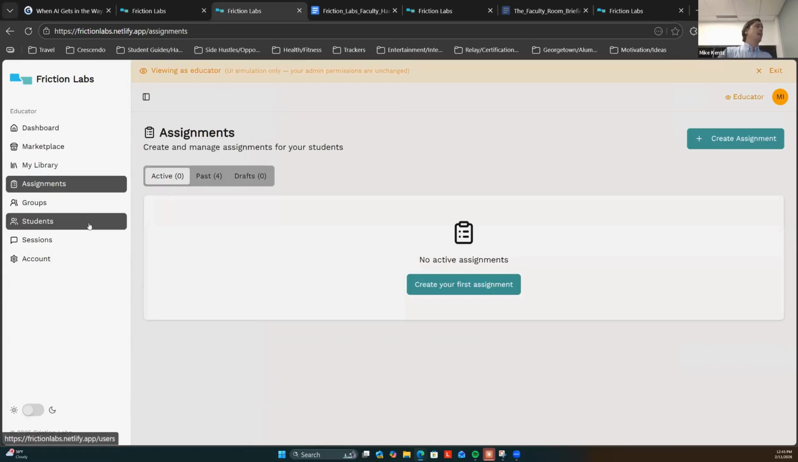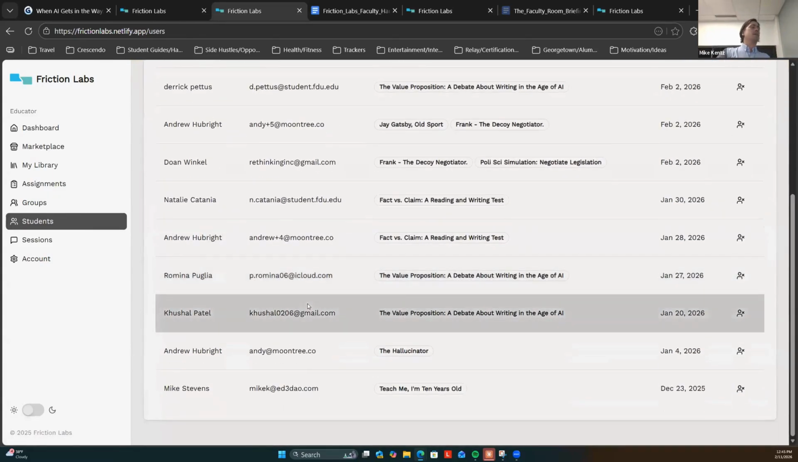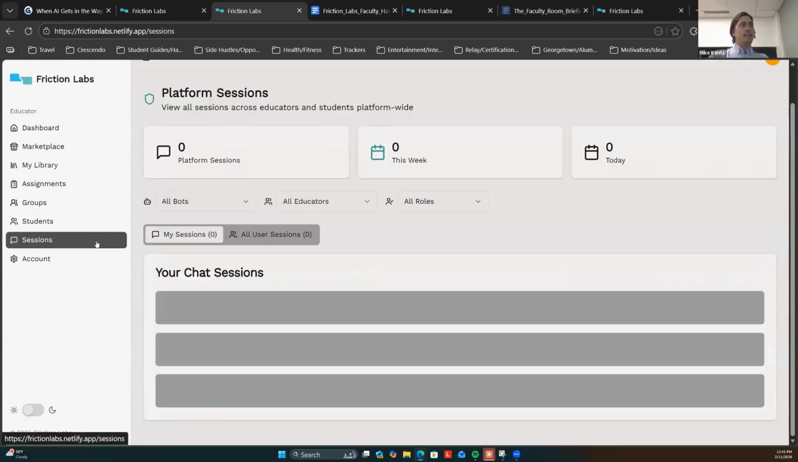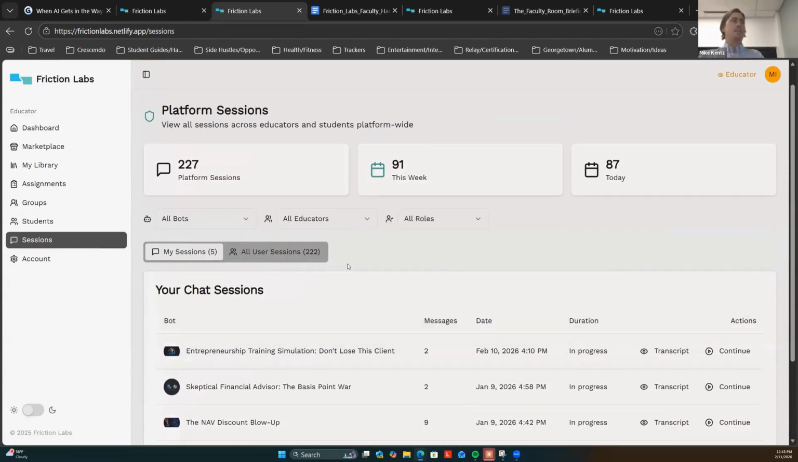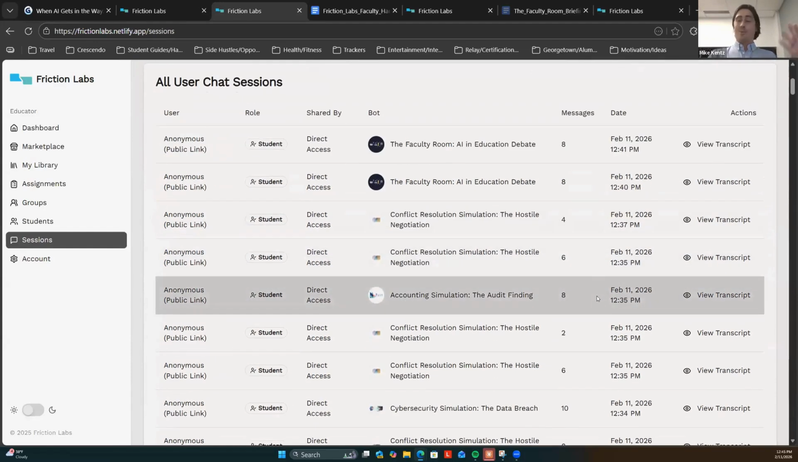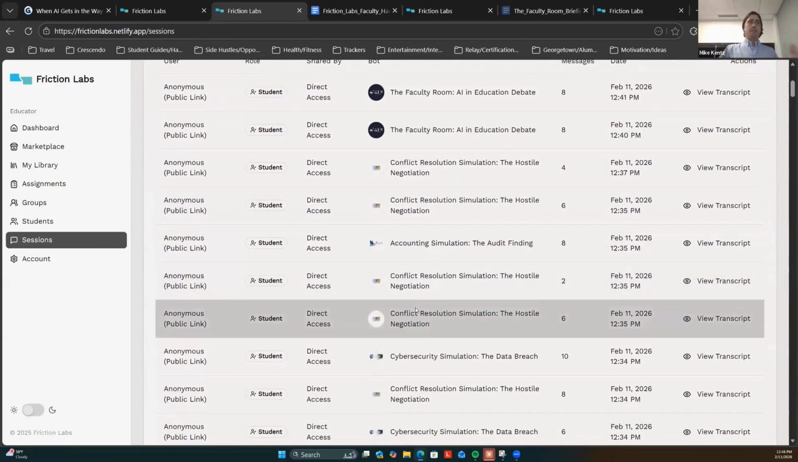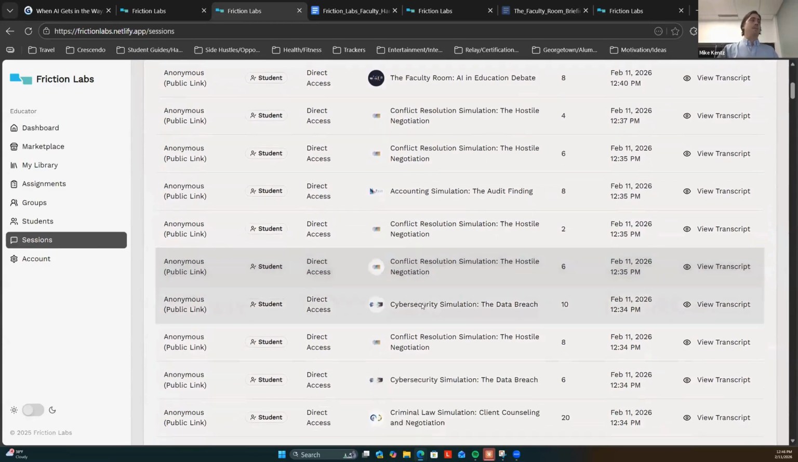I've got my students page. These are my Comp 1 students. And then over here in the sessions section, this is where I can actually see what students and folks are doing. So these are the ones that you guys have been doing. These are all anonymous because you guys don't have accounts, so I don't know who is who. Your data is safe. There's no name attached to it.